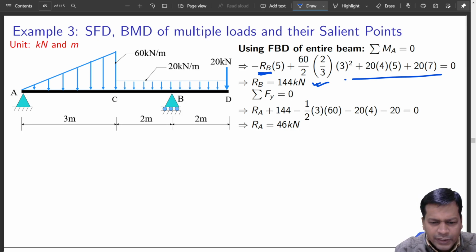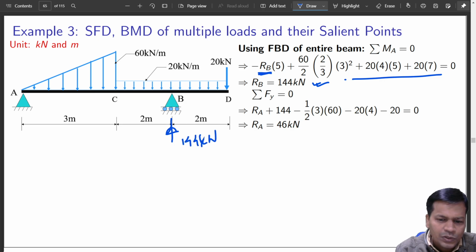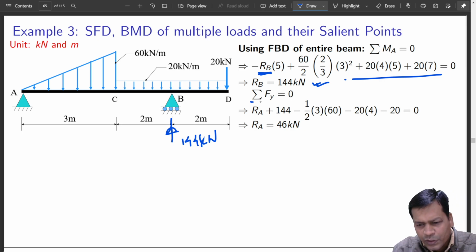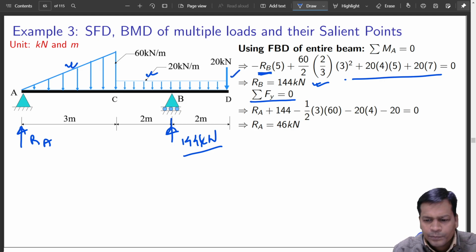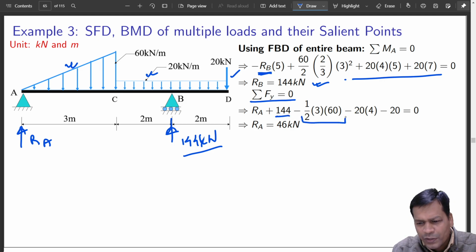Now that I already know RB, which is 144 kilonewton acting upwards, the sum of all the loads acting downward and upward should equate to 0. RA is the unknown which I want to find out. This is known, and the rest of the loading is already given. So I'll sum them all again. RB is 144 kilonewton. Hope you got this.